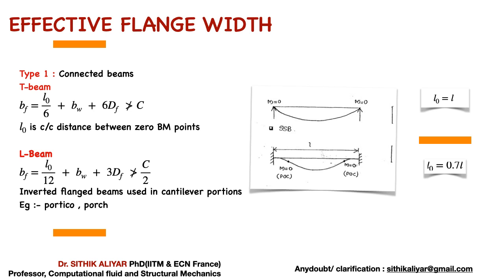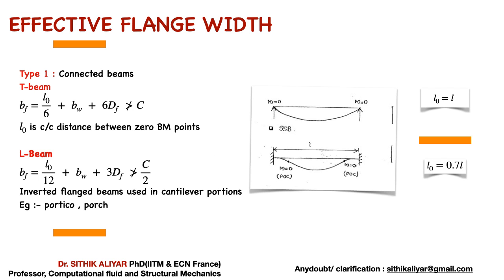If the beams are connected beams, like how I showed in apartment buildings, commercial buildings, where all the beams are interconnected, IS 456 has given a formula to calculate BF: BF equals L0 by 6 plus BW plus 6 into DF. I told you what BW is. BW is the width of the beam, DF is the depth of the flange, and L0 is the center to center distance between the zero bending moment points.